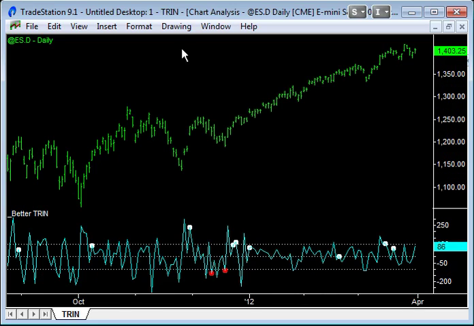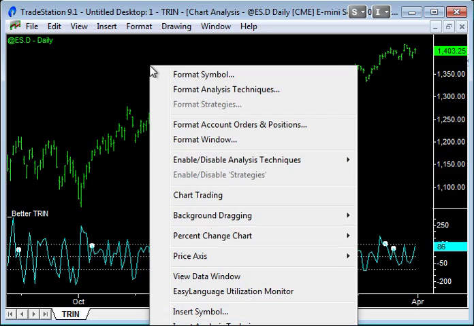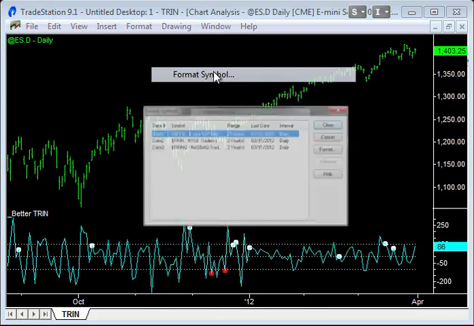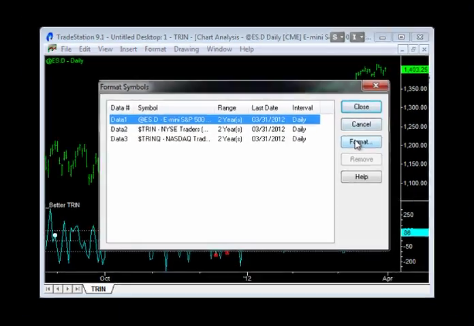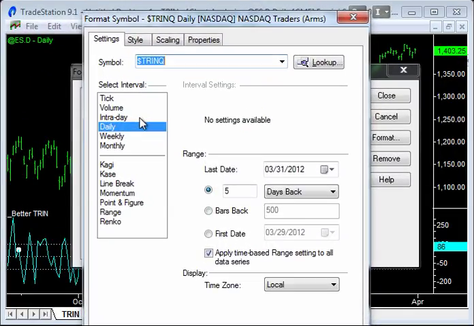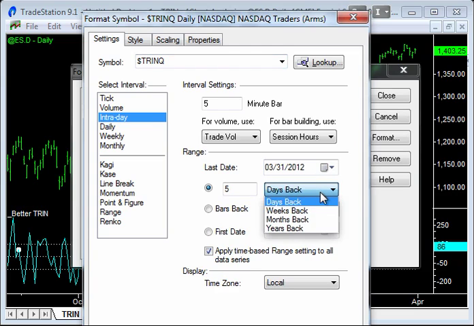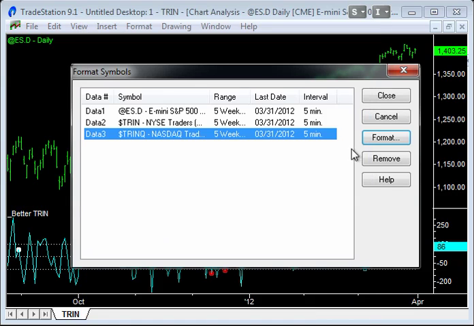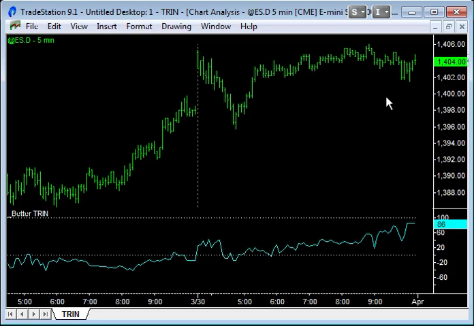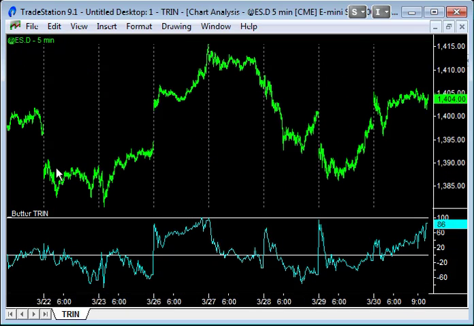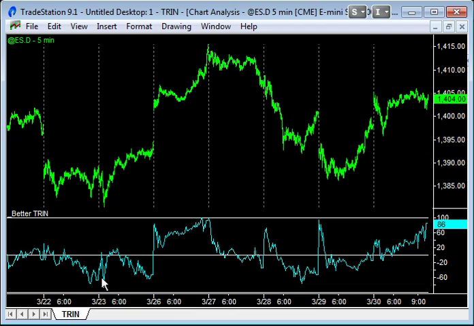So the other nice thing about this, you can also make this into an intraday chart and see what's going on during the day. So let me just set these data streams to intraday charts and just make sure that we're going back about 5 weeks in data there. And you can see what the intraday better TRIN values look like. Selling represented by negative values, buying represented by positive values.